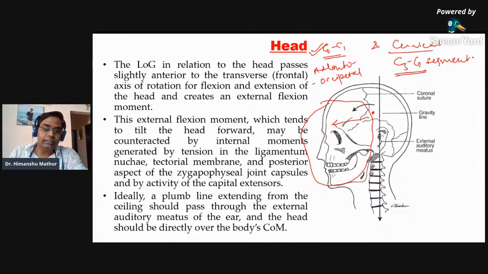Right now, if it is going anteriorly, the line of gravity for the C0, C7 will move a little more anteriorly, such that it will favor the forward falling of the head. Now, if it will favor the forward falling, we have to generate some amount of very strong torque which can lift it up and keep it erect.